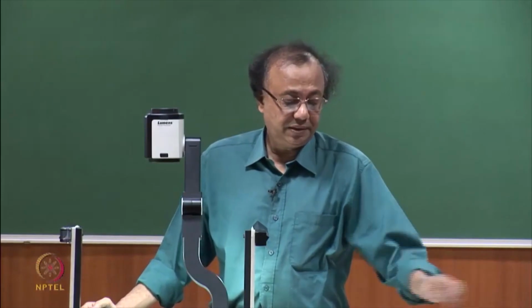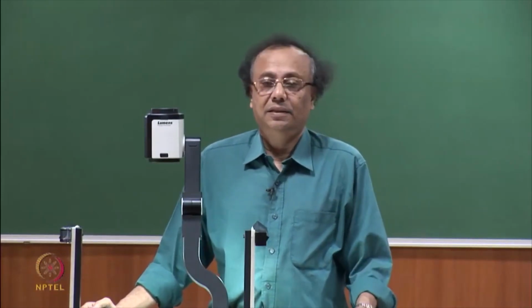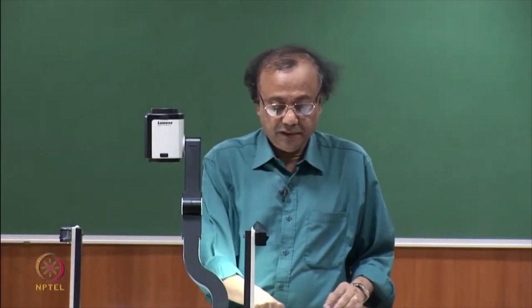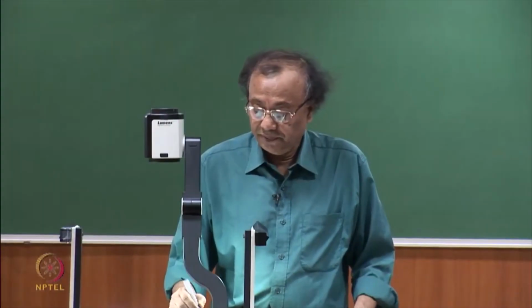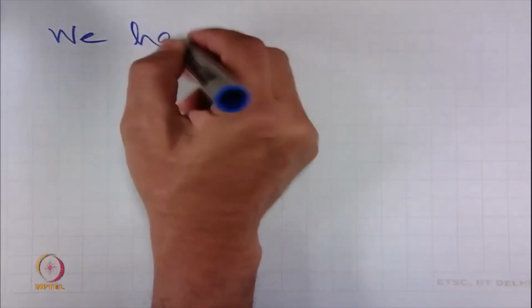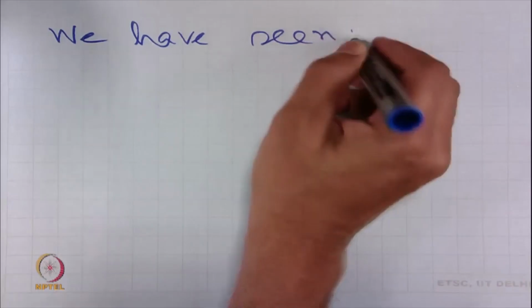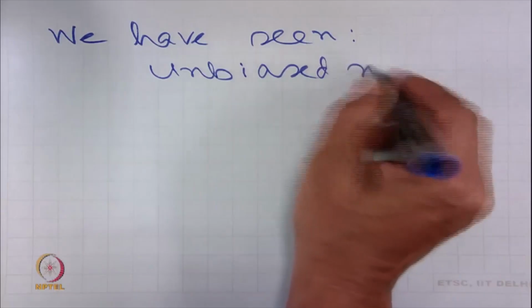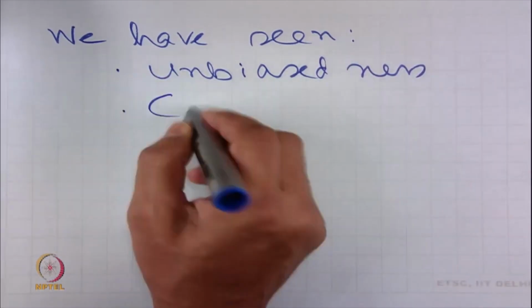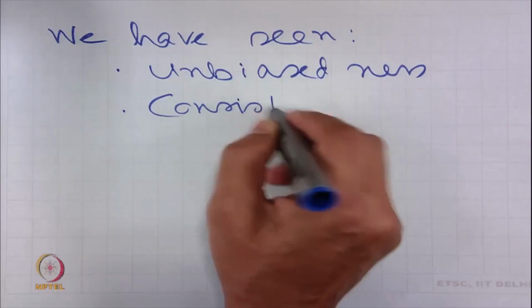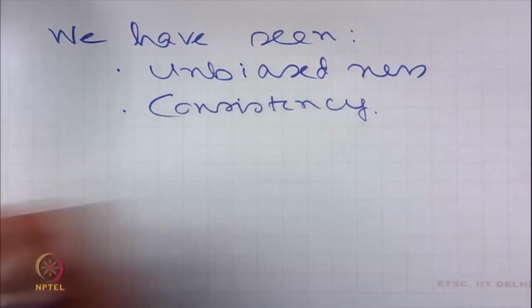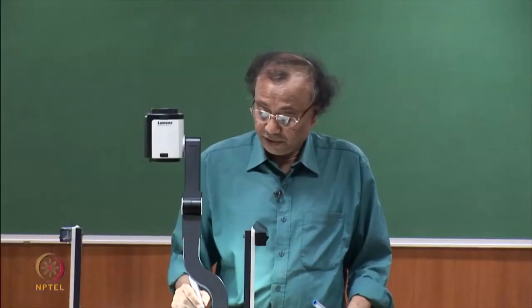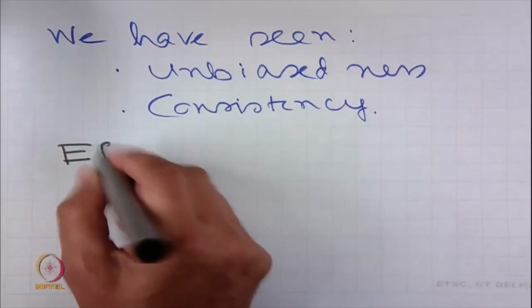In the last two lectures, we have been discussing properties of estimators. In particular, we have seen two properties, unbiasedness and of course, consistency. Towards the end of the last class, I was discussing what is called efficiency.